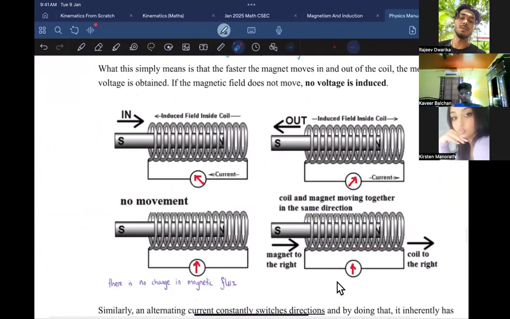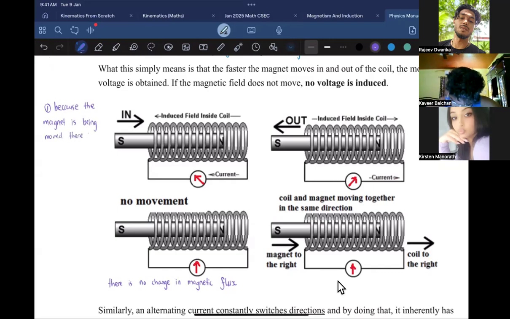Give everyone some time to draw the diagrams. Justin, I'm going to write a statement for the first one. Because the magnet is being moved, there is a change in the magnetic flux. Because the magnet is being moved, there is a change in magnetic flux.